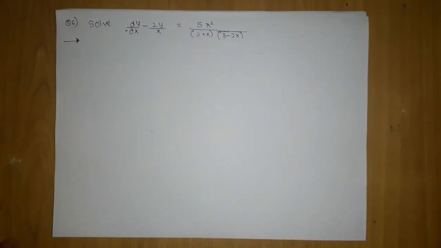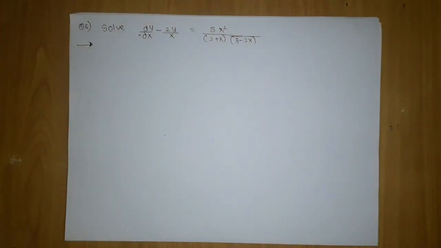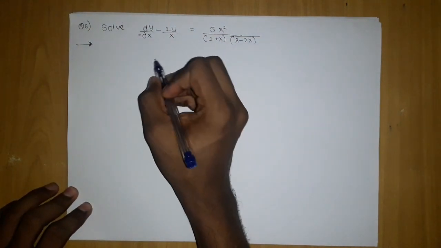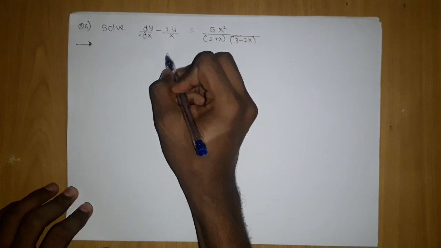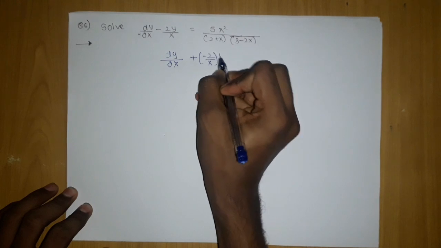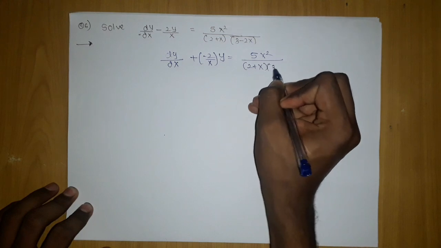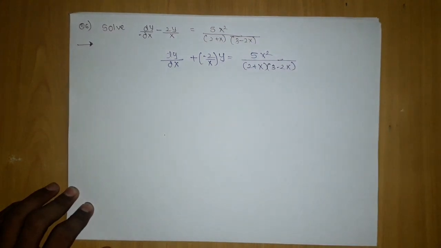Now the question which we are going to take in this session is as follows. Solve dy by dx minus 2y by x equals 5x square upon (2 plus x) into (3 minus 2x). So the first thing we used to do was write it in the exact form it should be. So writing the given differential equation as dy by dx plus (minus 2 by x) into y equals 5x square upon (2 plus x) into (3 minus 2x).